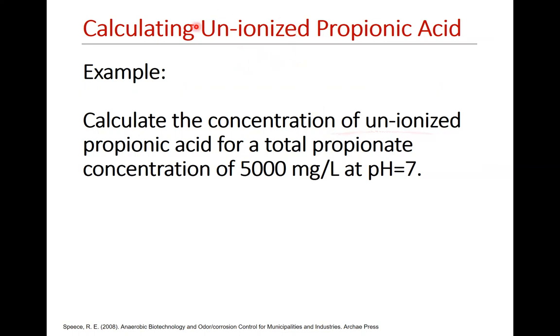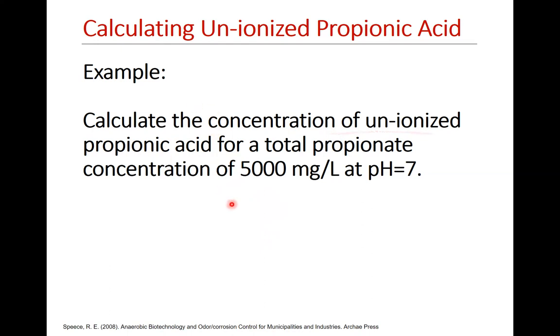Basically, to calculate the unionized form of propionic acid, we use the dissociation of different acids, and this is basically the equilibrium. At equilibrium, we can calculate how much of the propionate is present as ionized propionic acid. Here is an example from Dr. Speece's book, and here is the reference. You can find this example there.